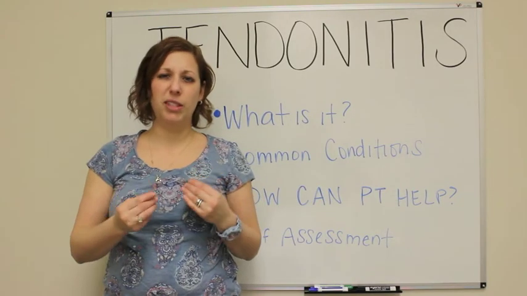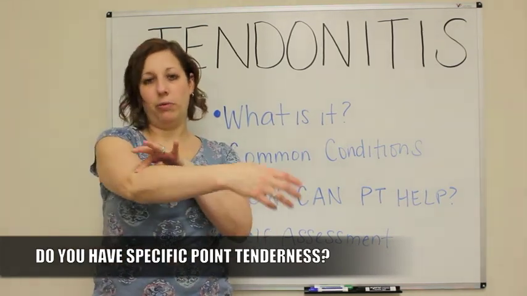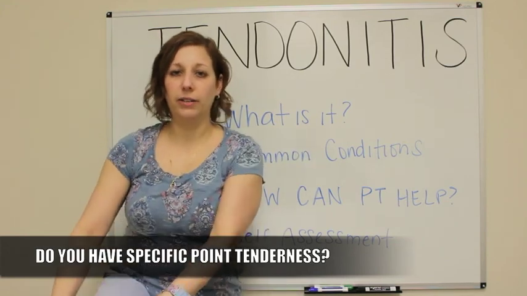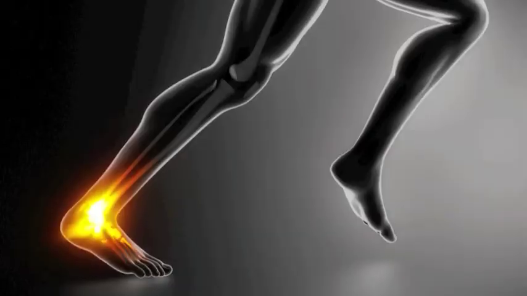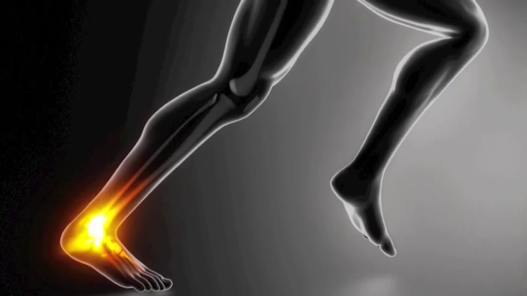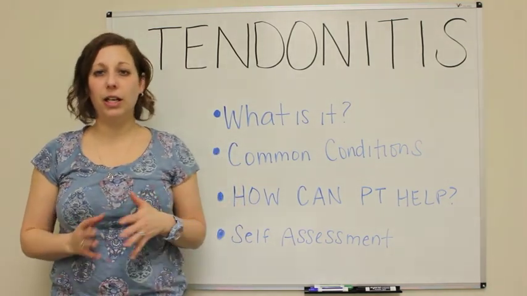The other thing is specific point tenderness, which I talked about earlier. So for the elbow would be right here at this outside spot. The other one would be the knee, underneath the kneecap. And then the last one would be on the back of the heel area, so where that thick tendon inserts into the heel bone.